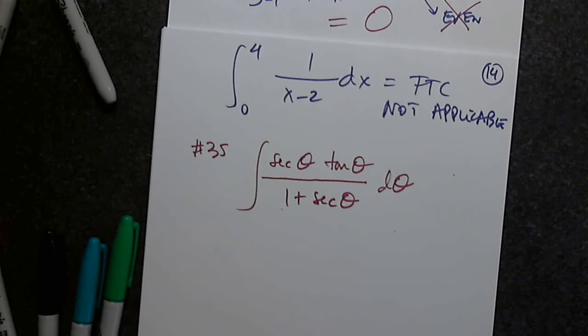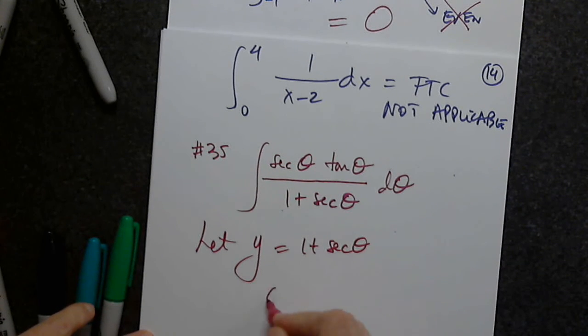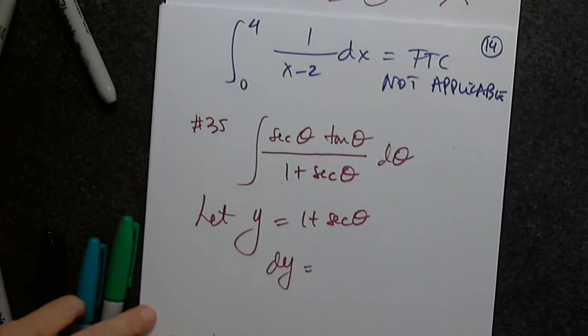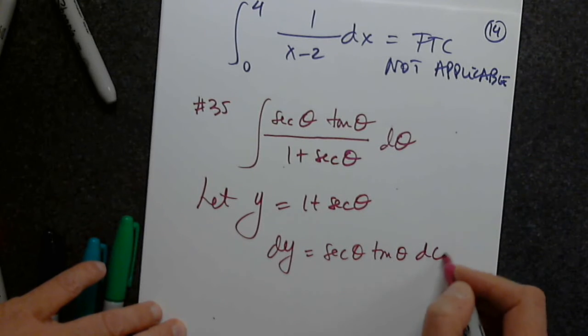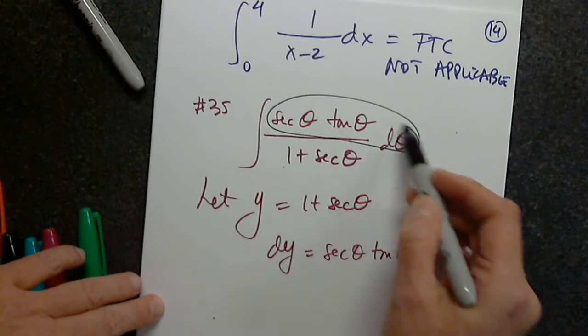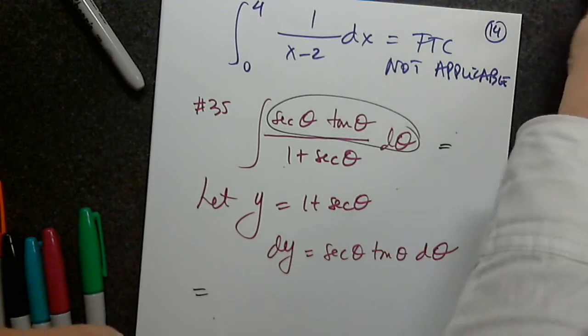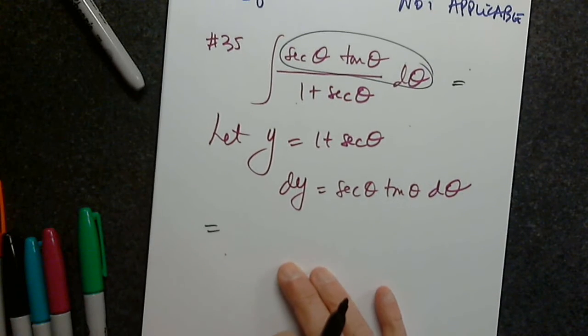Do we have any suggestions on this? Yes? Excellent. Yes, indeed. Let y be 1 plus secant theta. dy equals secant tangent d theta. Is dy in the problem? This is an indefinite integral. We are looking for a function, the most general antiderivative.